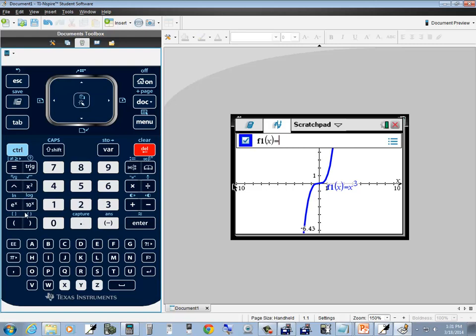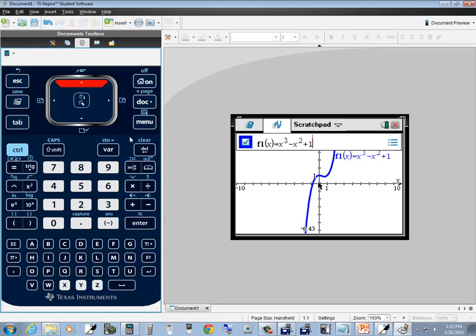So I'll do my x key, caret, 3, right arrow, I forget what I said, let's say minus x squared. So minus x and then my x squared, and then plus 1, something like that, and press enter. Then we get this.